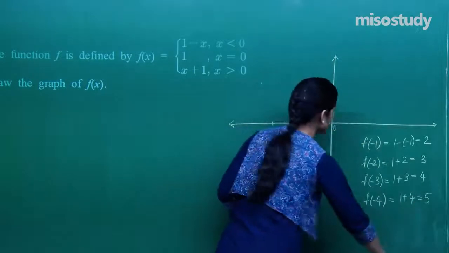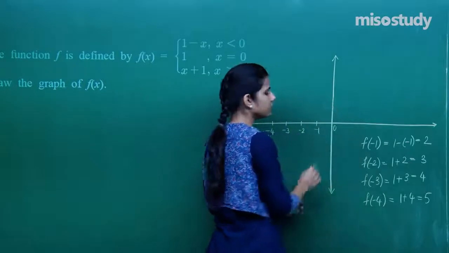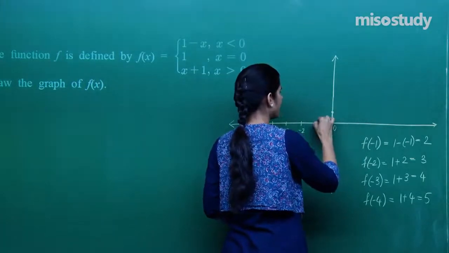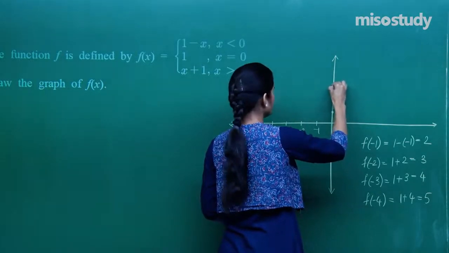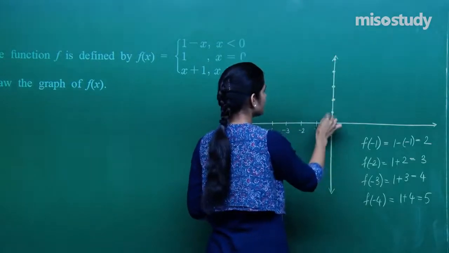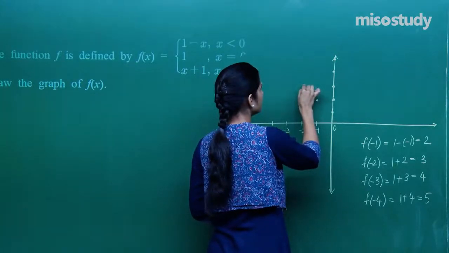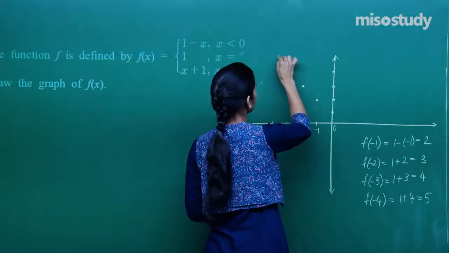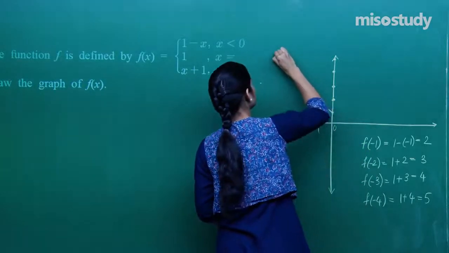So you are basically getting what? Let me rub this. At 0 you are getting 1. At minus 1 you are getting 2. At minus 2 you are getting 3. At minus 3 you are getting 4. At minus 4 you are getting 5. So when you join them, you actually get this line.